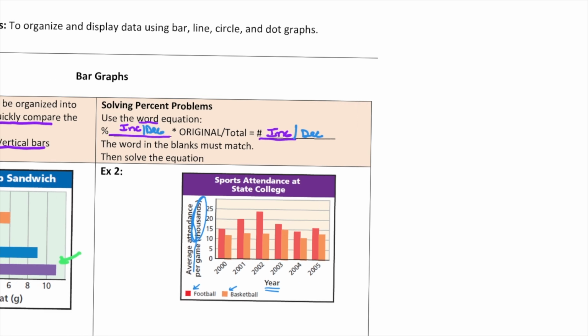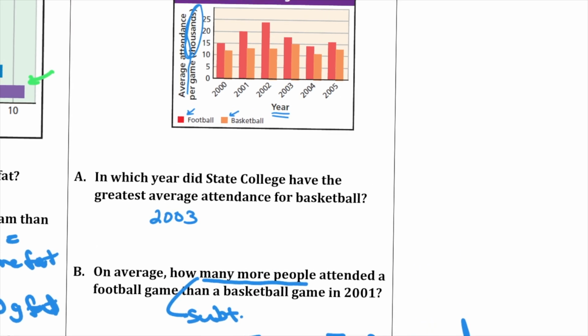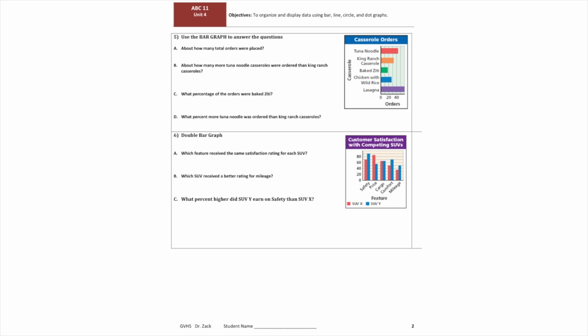Question B, on average, how many more people attended a football game than a basketball game? So again, that means that we're going to have to do some subtraction because we want to look at the difference. So for the basketball game and the football game, we have 20 in 2001 minus 13. Now you really know that those are not 20 and 13. There were actually 7,000 more people attending football than basketball. Finish up with questions 3 and 4. Question 5 and 6 are using bar graphs again. So give question 5 and 6 a try.